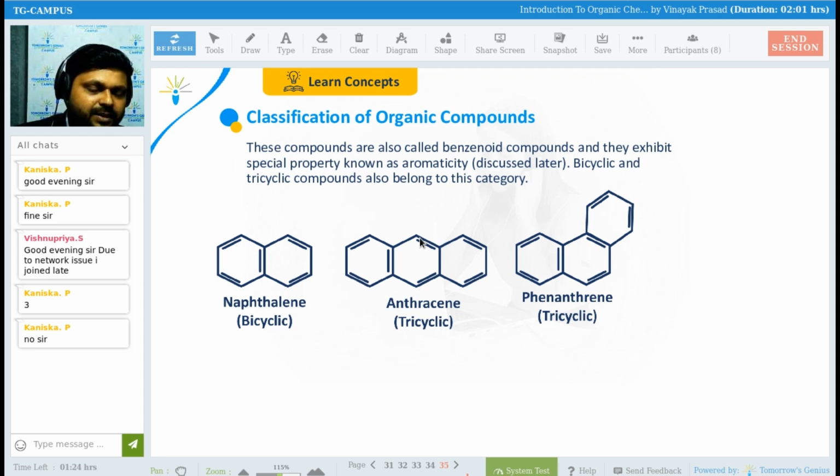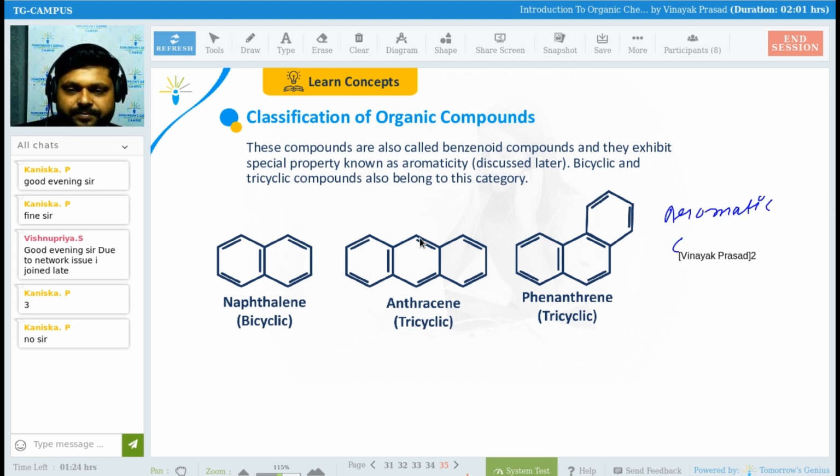Double, single, then double, then single, then double, then single, and so on around the ring. In this ring also, if you look, it is double, single, double, single, all the way around. So what you will find is that the alternate carbon double bond will be there. So these all are aromatic compounds.